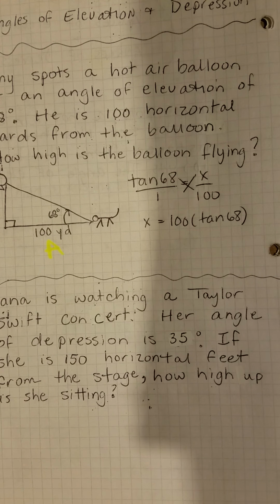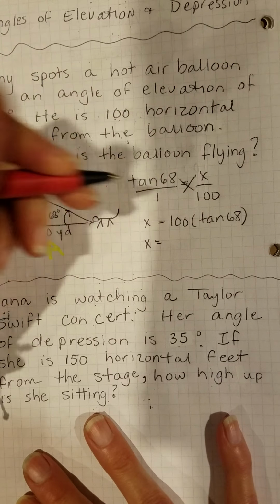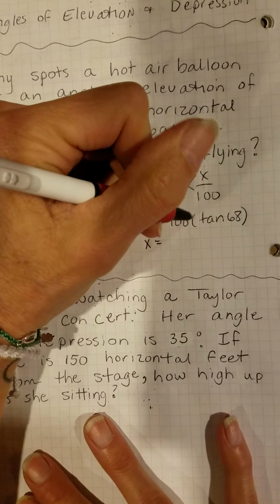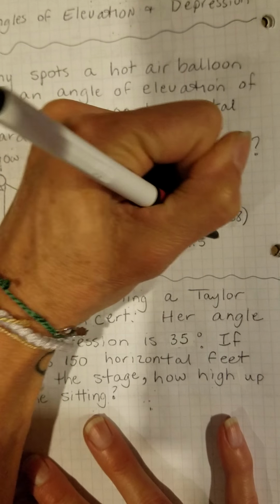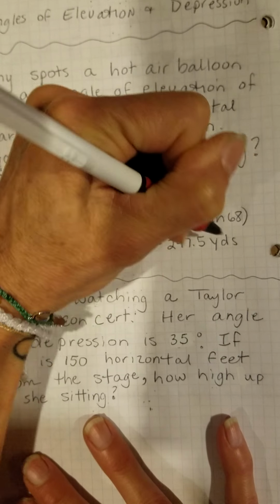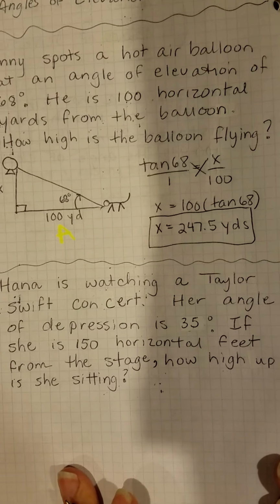Okay, 100 tan 68, put that in my calculator. Round to the nearest tenth. So the hot air balloon is, I don't even know if this is possible. Can it be flying 247.5 yards in the sky? I don't know. That would be a good question. Why don't you look that up? See how high a hot air balloon flies.